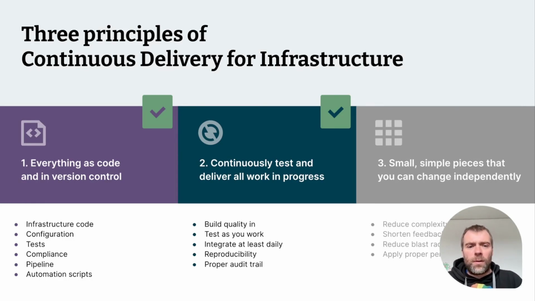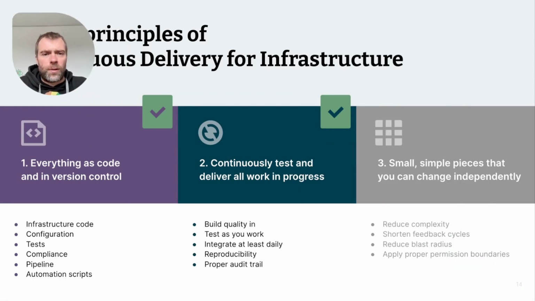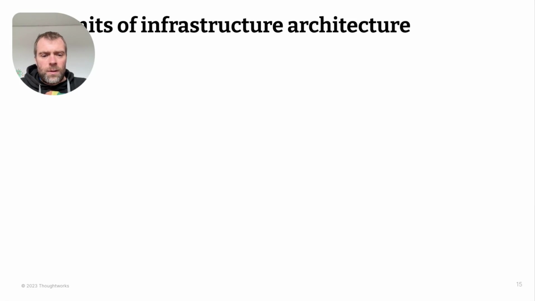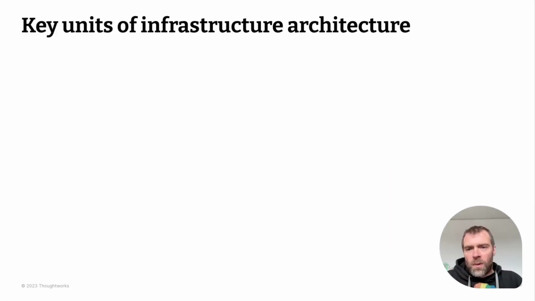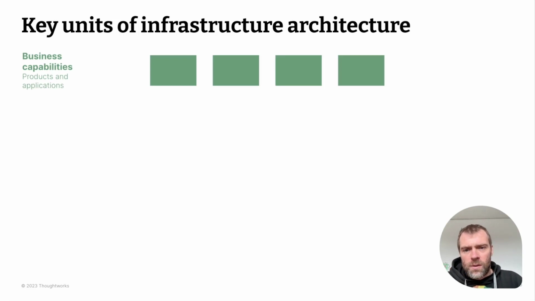Let's now talk about the third and last principle of continuous delivery for infrastructure code, which is working in small, simple pieces that you can change independently. To highlight what this actually means, we might want to look at how capabilities and technology are usually structured within our organization. So at the very top, you want to provide certain business capabilities. You can also call them products or applications.